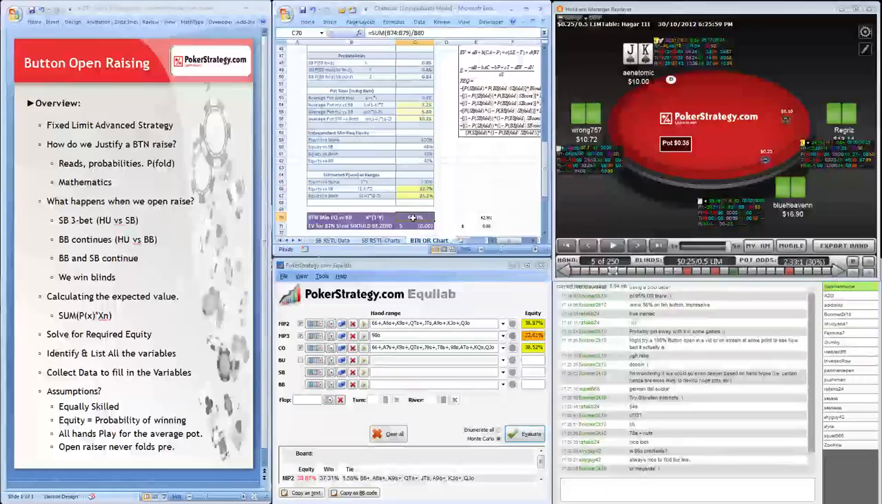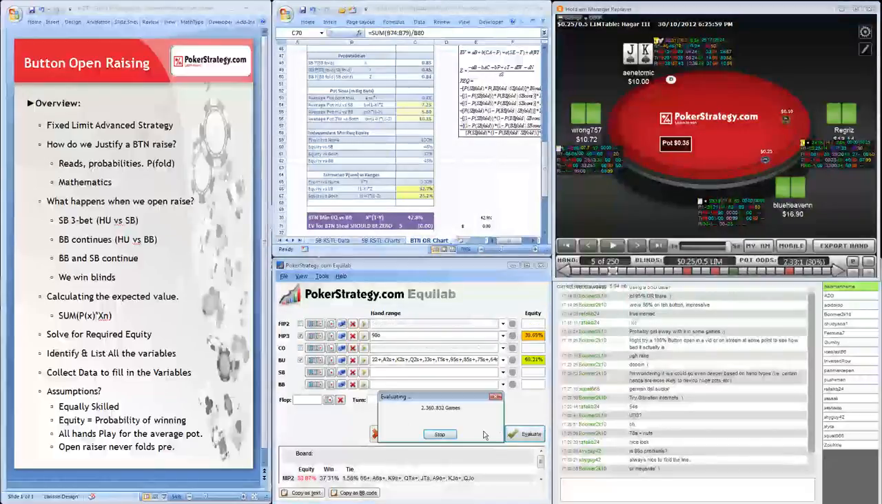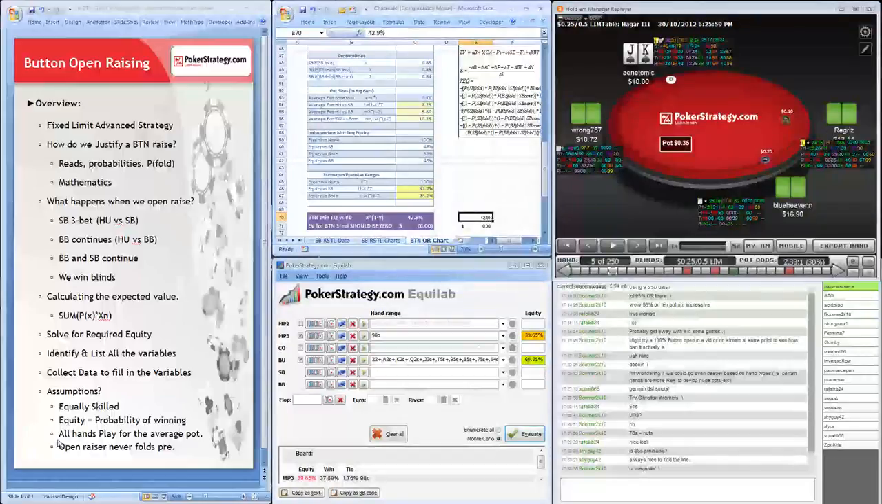So we need 42.8% equity here, heads up against the big blind. Let's calculate that. We can see again, we're getting pretty close, right? Now it's also worth looking at some of our assumptions. Now, if we look back here, one of the big assumptions that I make is that all hands play for the average pot size, right? What that means is that we are assuming a hand like 9/8 offsuit, if we chose to play it, would be investing the same amount as aces, kings, right? All those big hands that we're comfortable playing big pots with, right?